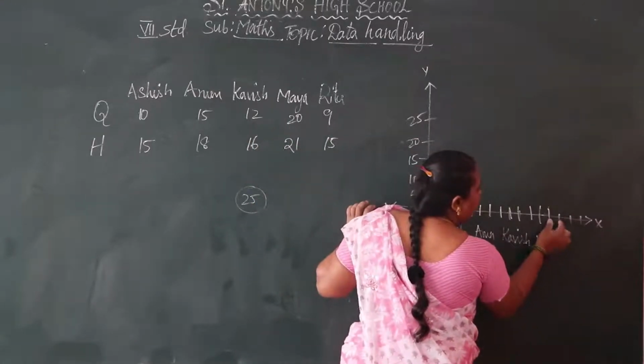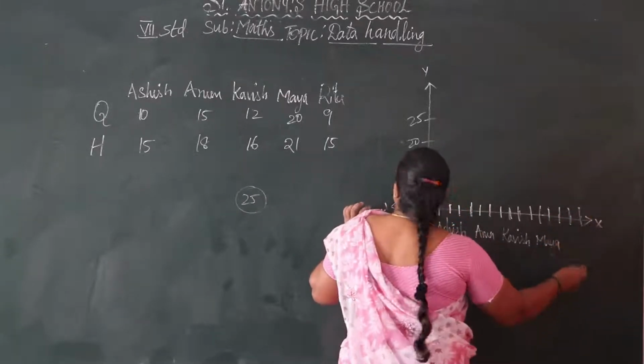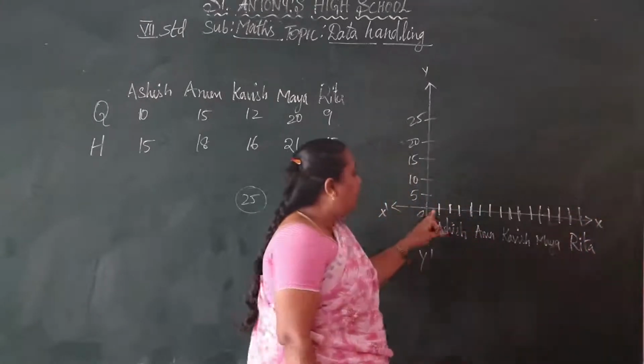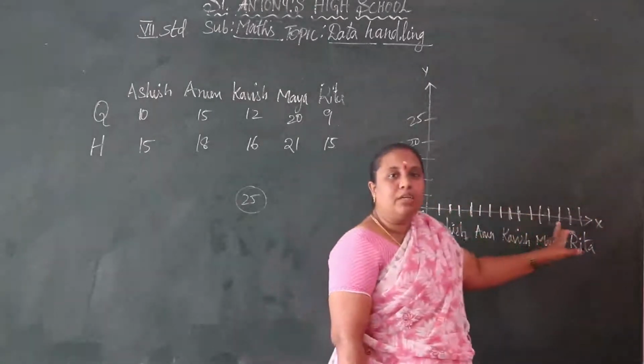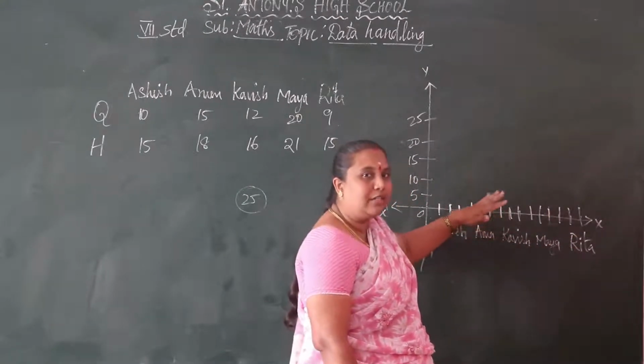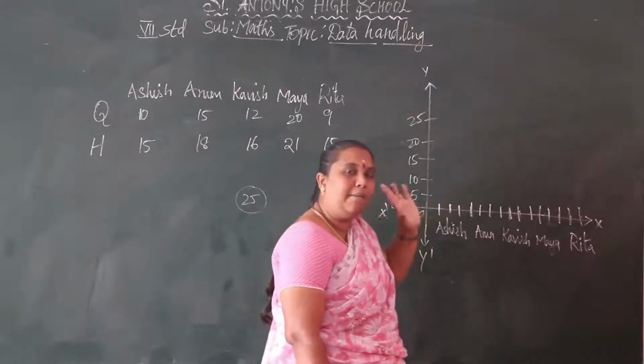Okay, and then 1 unit we are leaving, and after that we are taking 2 units as Rita. Okay, so don't draw like this, children. I am showing here to identify, but don't draw in your graph sheets. You have to mark as it is and draw the bar graph.